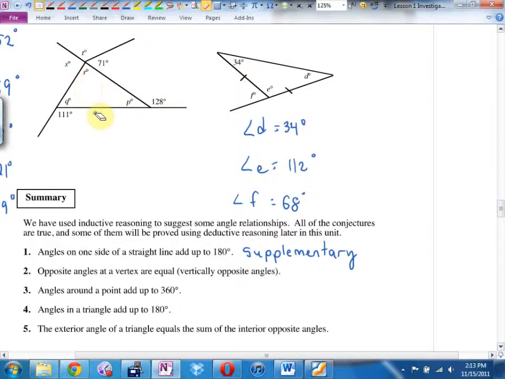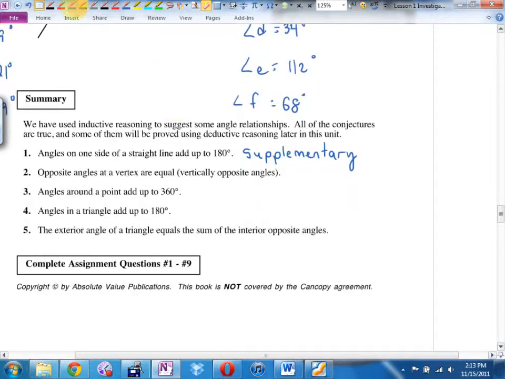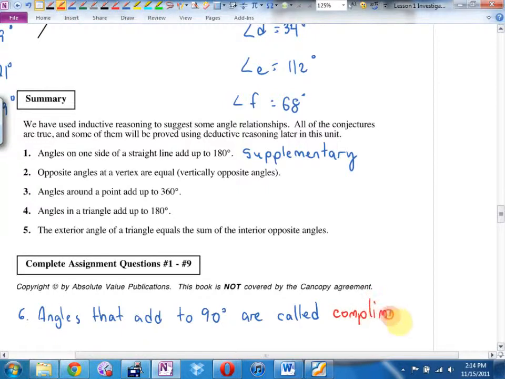But we are going to add a sixth one, a sixth term. Angles that add to 90 degrees are called... So angles that add to 180 degrees are called supplementary. Does anybody know what we call angles that add to 90 degrees? Complementary. Complementary.